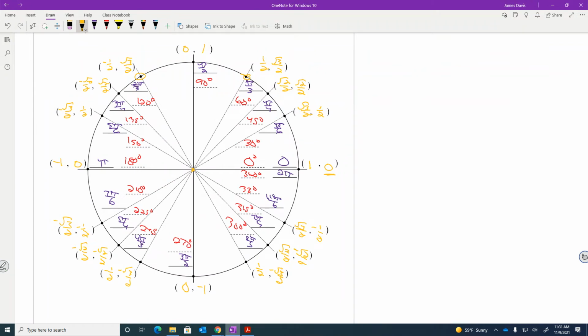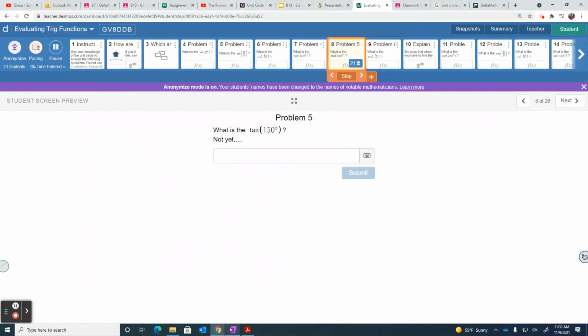The tangent is y over the x. So we need to put 1/2 over negative radical 3 over 2. All right, so 1/2 over negative radical 3 over 2. Can we just type it in like that? Does that work? Yeah?